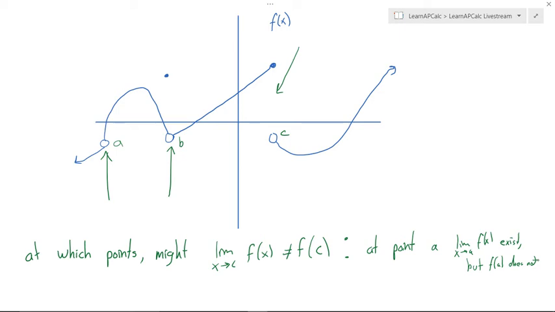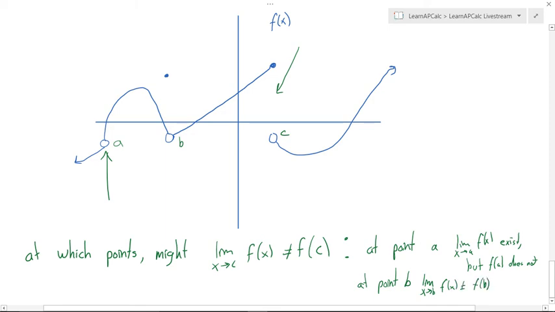If we look at point B, you can notice pretty quickly that my limit is going to give me a value of whatever y value this is. But the function is actually defined up here. So I can also say that at point B, the limit as x goes to B of f of x is not equal to f of b. So here's f of b. This is where the function is defined at b. And here is the limit as x approaches b of our function.